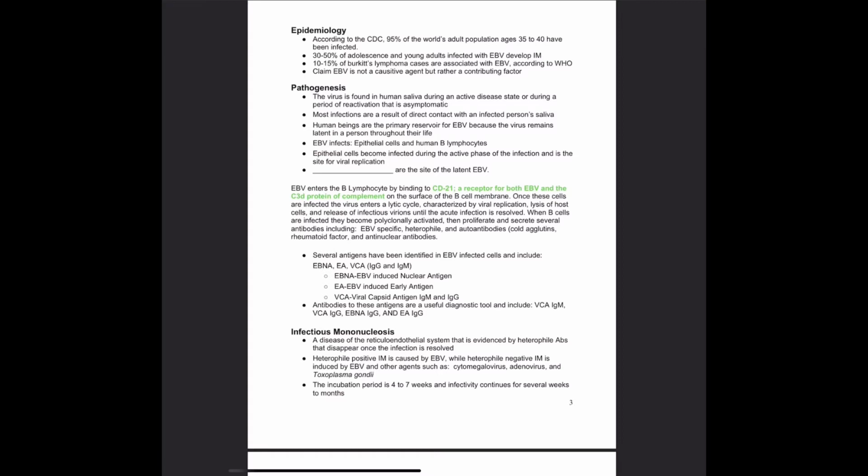Antibodies to these antigens are a useful diagnostic tool and include VCA IgM, VCA IgG, EBNA IgG, and early antigen IgG.